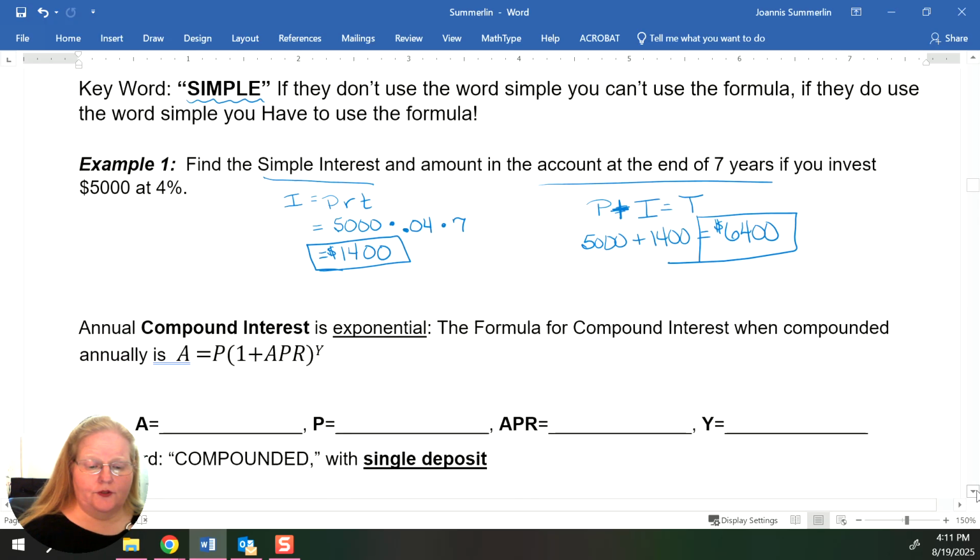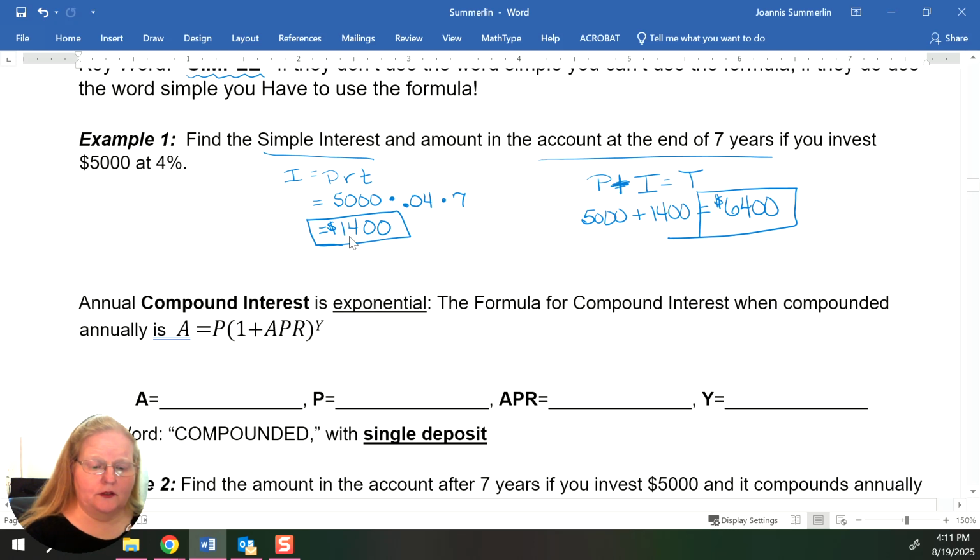So in other words, you put in $5,000, and at the end of 7 years, when you go to take that $5,000 out of the bank, it's not $5,000 anymore. At the end of 7 years, now it is $6,400 because of the interest that they give you. They give you money because they want to use your money during those 7 years.